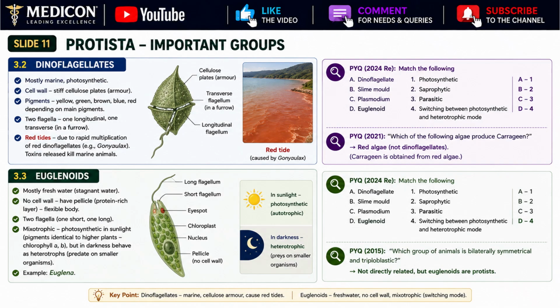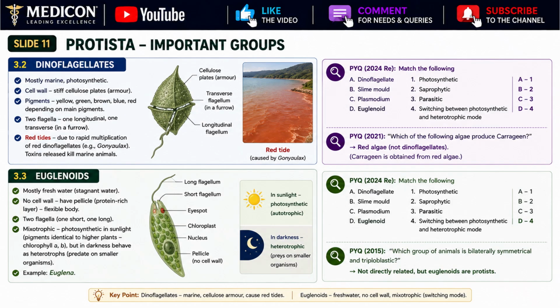Now moving on, euglenoids. The third category of protistans is euglenoids. They are mostly freshwater. So dinoflagellates are marine and euglenoids are freshwater, and euglenoids inhabit stagnant water. There is no cell wall; they have a pellicle, a protein-rich layer, giving a flexible body, and two flagella are present, one short and one long. Even in dinoflagellates there are two flagella, and in euglenoids also two flagella, but in dinoflagellates one is longitudinal and one transverse, perpendicular to each other, whereas here it is one short and one long.